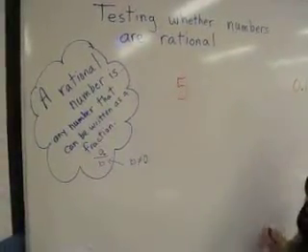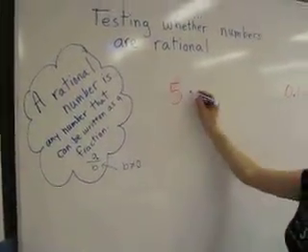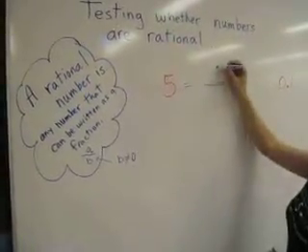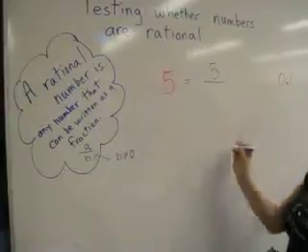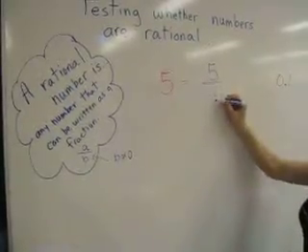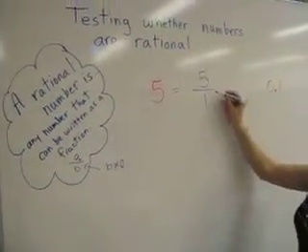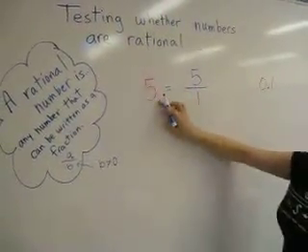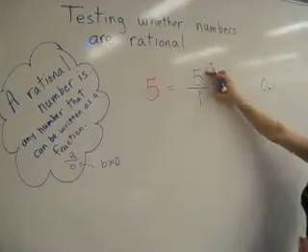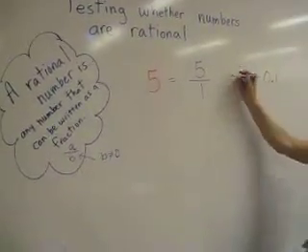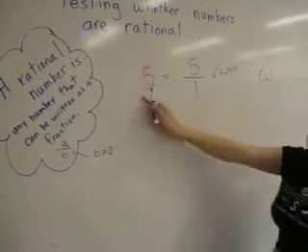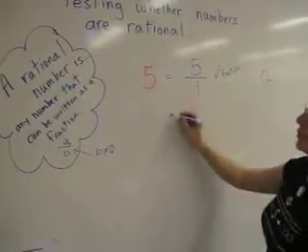So first of all, let's try 5. Can we write 5 as a fraction? Well, any whole number can be divided by 1 to get that number back. So the whole number 5 can be written as 5 over 1, which is a fraction. And that means that 5 is a rational number.